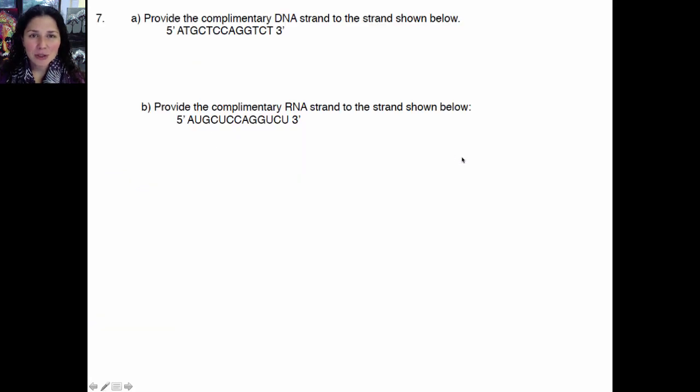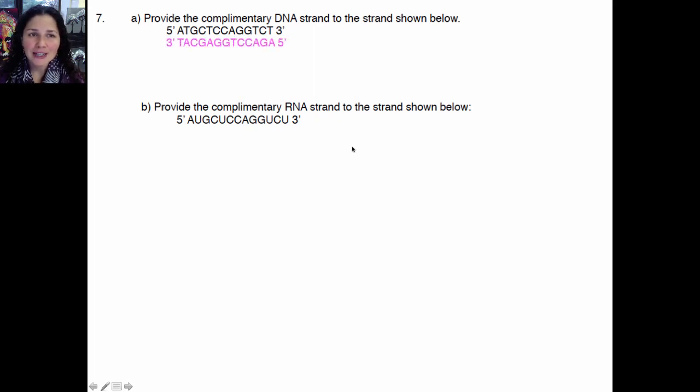Let's provide the complementary DNA strands in number 7. Remember, for every A, you draw a T in the complementary strand, and for every C, you draw a G in the complementary strand, and vice versa. If the DNA is written from 5' to 3', then you will draw its complementary strand in the opposite direction, starting from 3' to 5'.